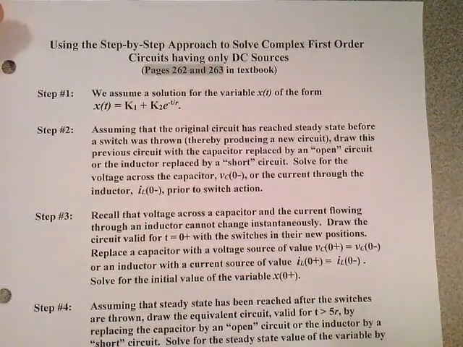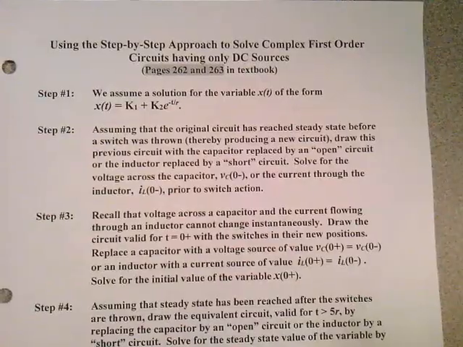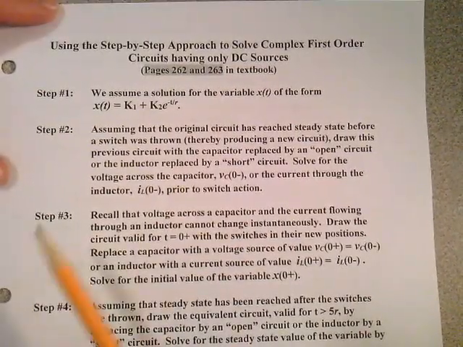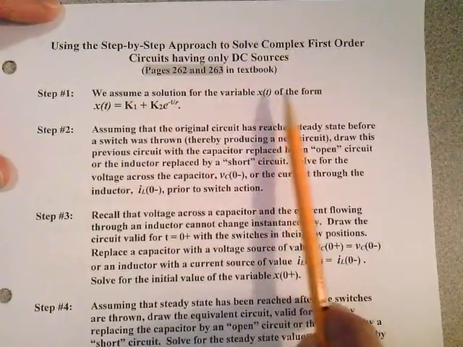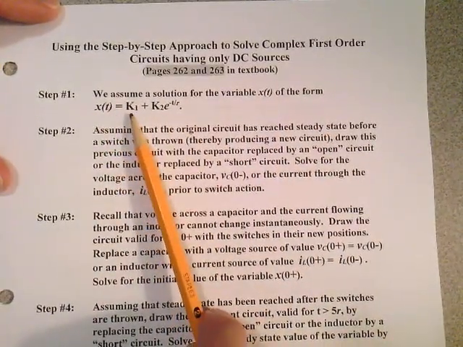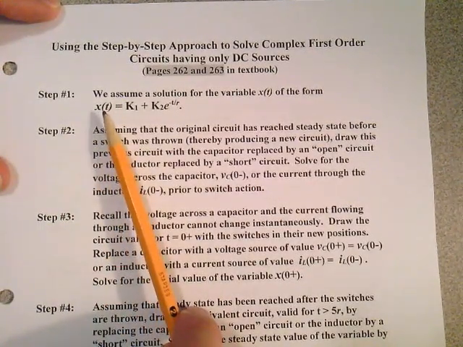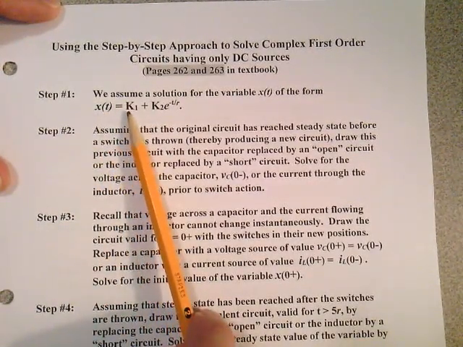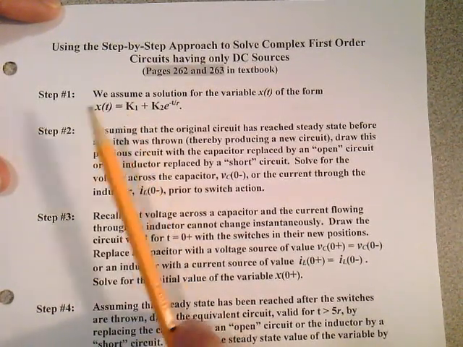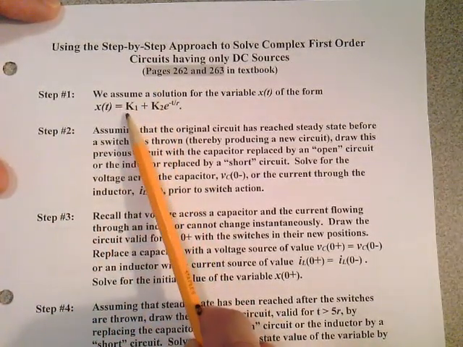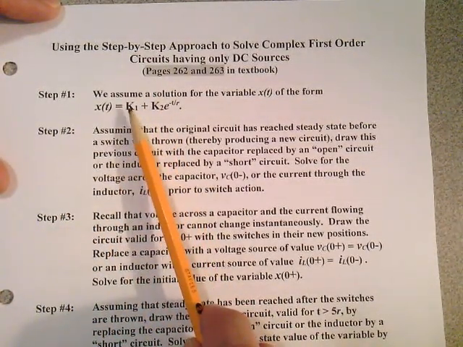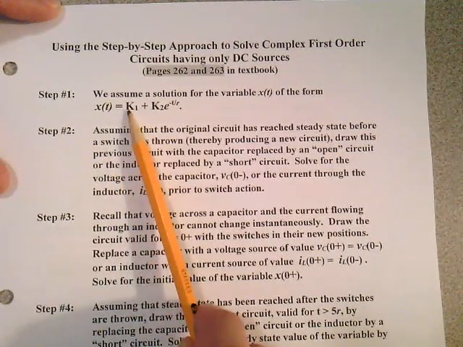It's a 6-step procedure, and let's take a look at these steps very closely, and I want you to follow these steps as you go through your analysis of your homework. The first thing is assume a solution for the variable x of t in the form x of t is equal to k1 plus k2e to the minus t over tau. You know x can take on voltage or current. K1 is the final value, defined as the variable at x equal infinity.